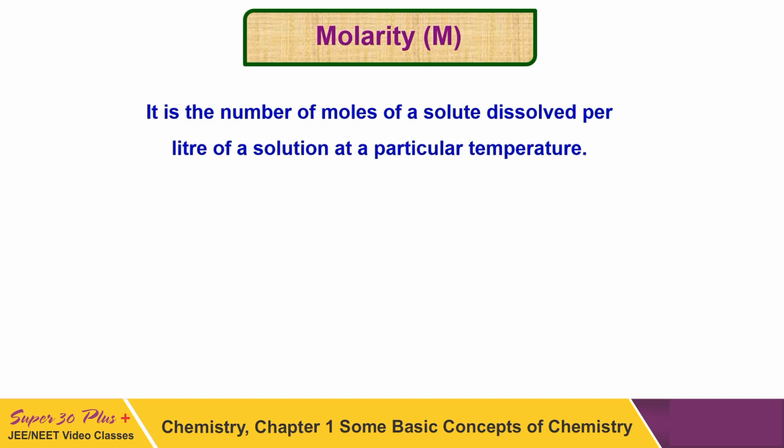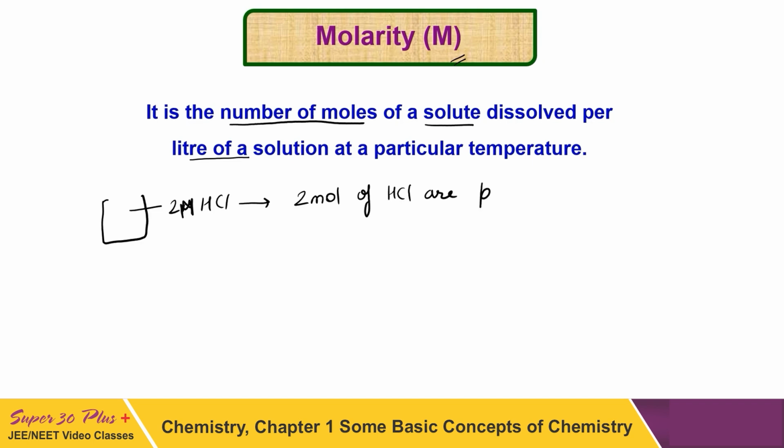The next one is molarity. What is molarity? Molarity is the number of moles of solute present in 1 liter of solution. So suppose I have a solution which says 2 M HCl. Its symbol is capital M. 2 capital M HCl. What does it mean? It means 2 mole of HCl are present in 1 liter of this solution. This is called as molarity.